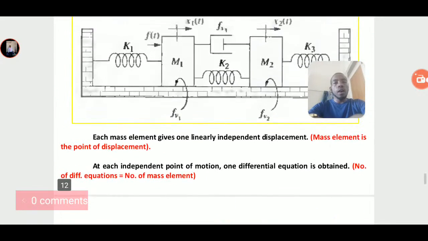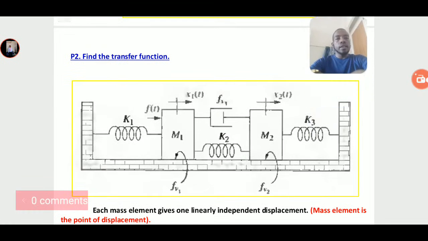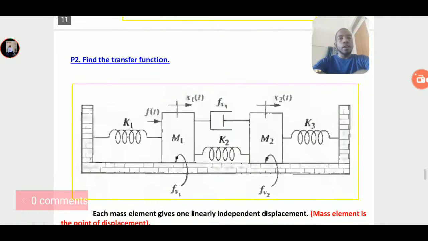So here the second example is given, as you have seen in this diagram. This is the equation given. Here we have three springs, two masses, and two dashpots, and around two or three displacements.